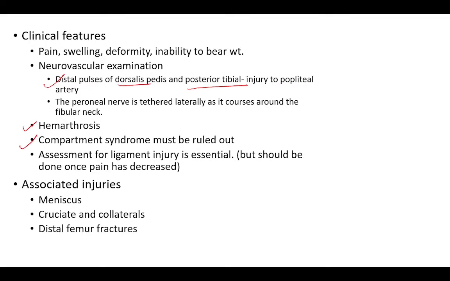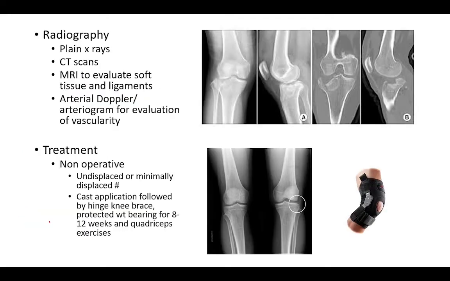There should also be a detailed assessment for ligamentous injury, but it should be done once pain has subsided. Associated injuries include injury to the meniscus, the cruciate and collaterals, as well as distal femur fractures. On X-ray, you can see here that the whole of the plateau has been depressed, and here you can see a fracture of the lateral condyle.